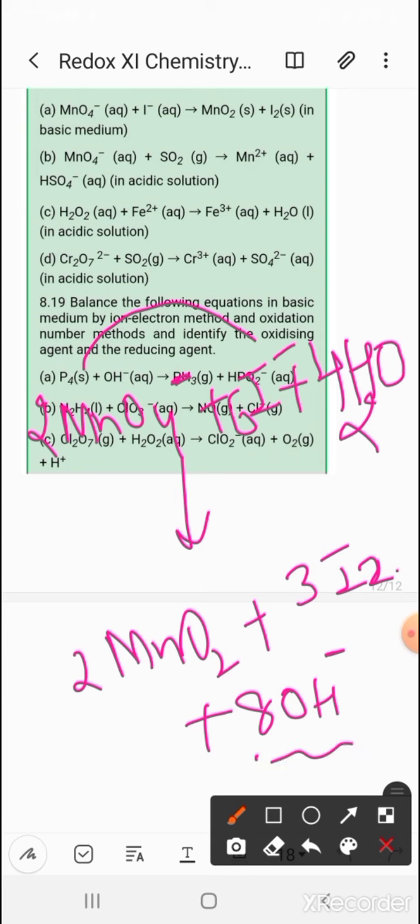So this redox reaction is balanced. So this is the method which you have to follow. The very first step is the calculation of oxidation numbers, and look at the elements which are undergoing change.